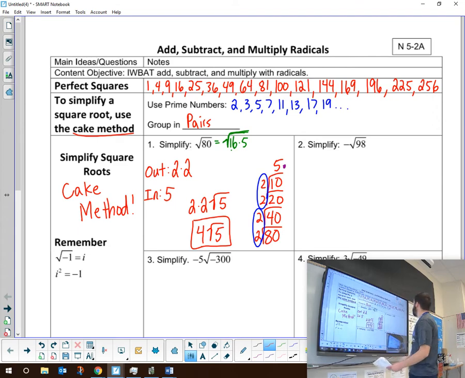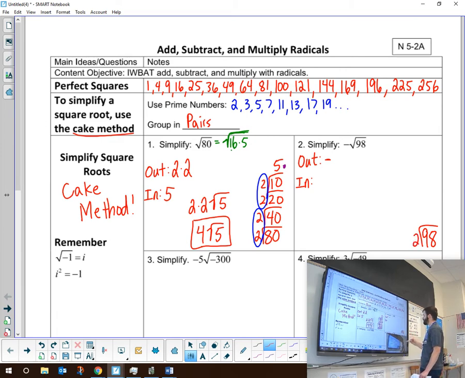Okay? All right, let's take a look here at number 2. Don't let that negative on the outside freak you out. That just means whenever we write the stuff that goes on the outside and the stuff that goes on the inside, we already have something on the outside. We have a negative. So we just put it in the outside box. Next, we're going to cake it. So I'm going to write my 98 over on the side, and I'm going to go, okay, what's the number that goes into 98? 2 does.